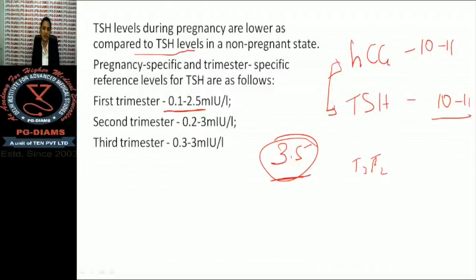So the range of TSH in the first trimester is 0.1 to 2.5. In the second trimester it is 0.2 to 3. Third trimester 0.3 to 3. So basically TSH falls during pregnancy.